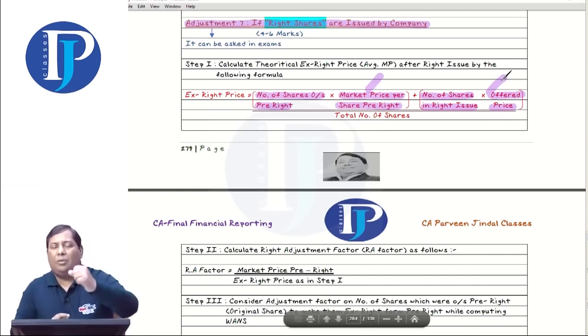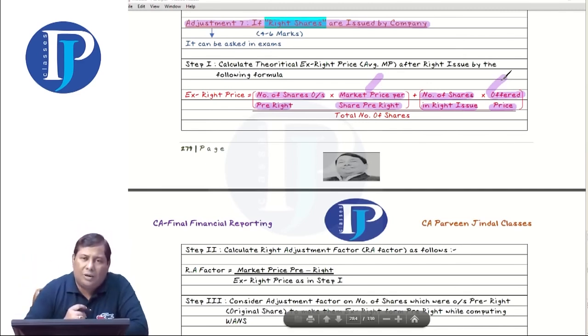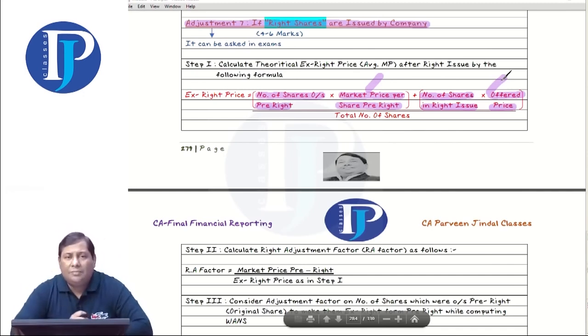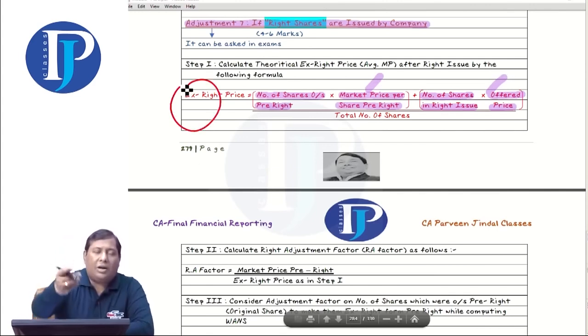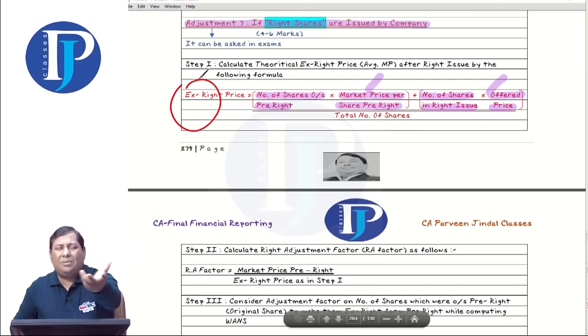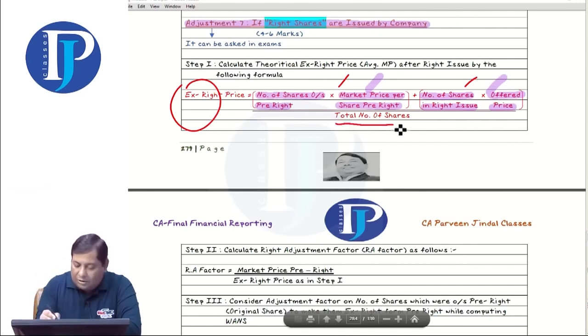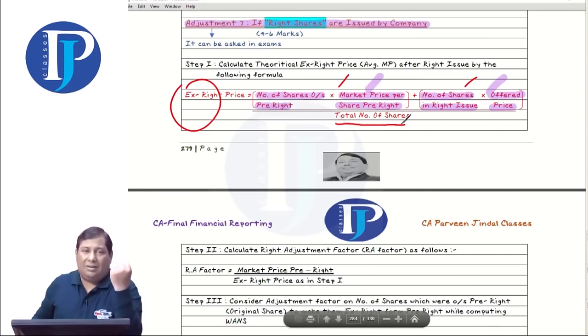Assume that one share was worth 250 rupees before the right. You offered it for 200 rupees in the right issue. So for a share worth 250 rupees, 200 will be added, then overall wealth will decrease on average. So here we are trying to ascertain what the average price post right comes up as. This is the wealth before right and this is the wealth at right. Divided by the total number of shares, we will know the average price of one share post right. It is called the ex-right price.